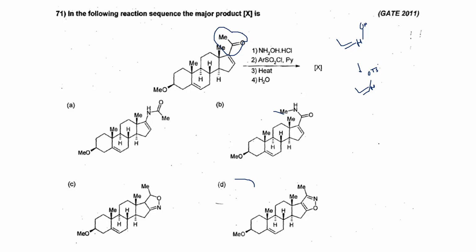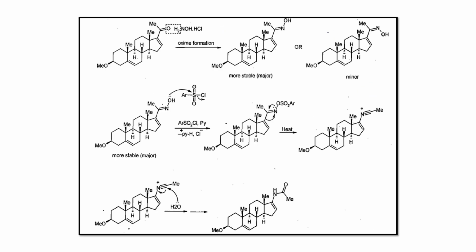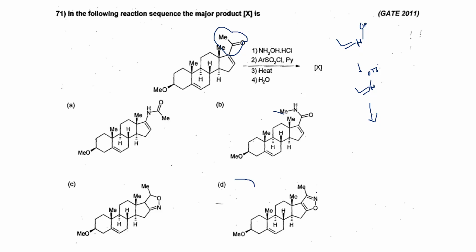Okay. So after that, if you add heat, this trans double bond will be shifted. Here methyl and this are trans, so this will shift to this nitrogen, forming this nitrogen cation. After that, if water attacks, it will form this amide. So the correct option is option A.